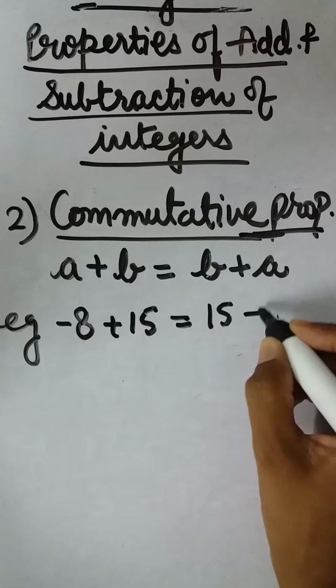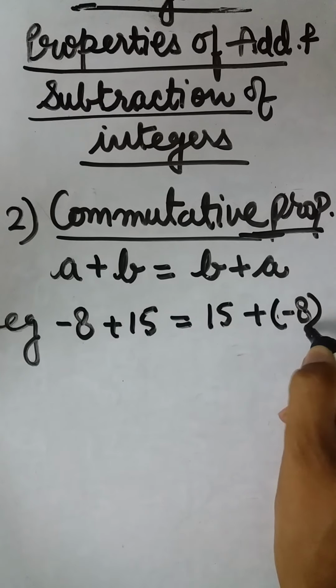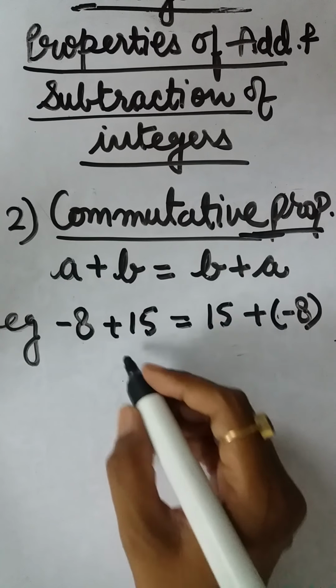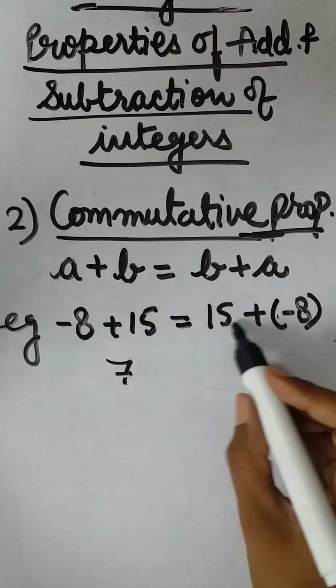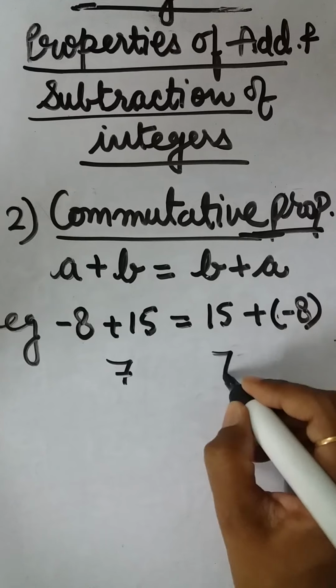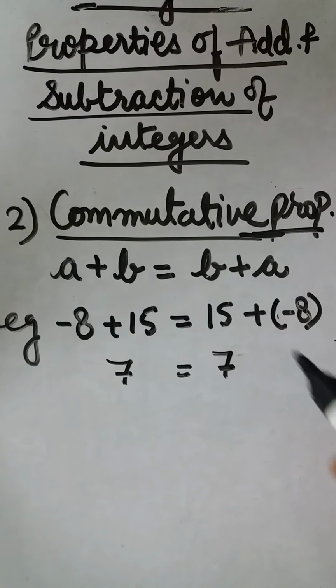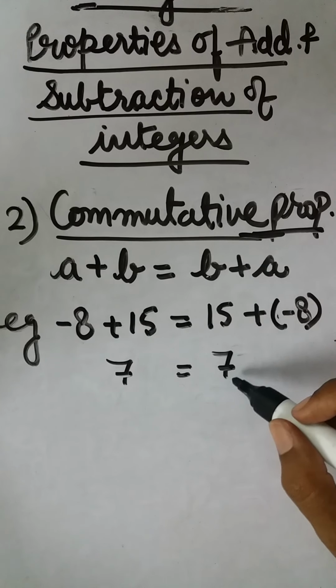If we change their places, what answer do we get? It is 7, and here also we get 7, and they are both the same. So commutative property holds good for addition.